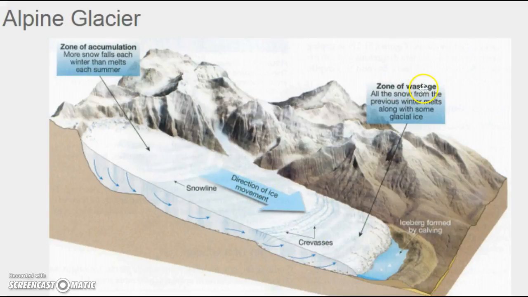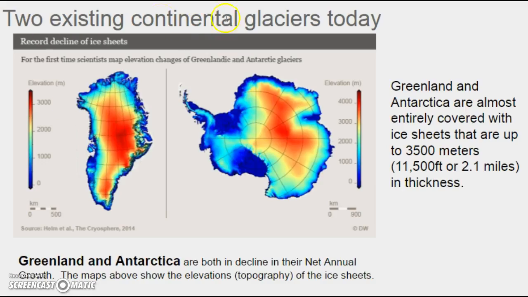And then we have the zone of wastage, or in this case, we can call ablation. And then here at the end of it, you generally get streams of water that are just the melt water from the glacial ice itself. So here's your alpine glacier, where gravity is your driver. So we're going to focus mostly on continental glaciers.